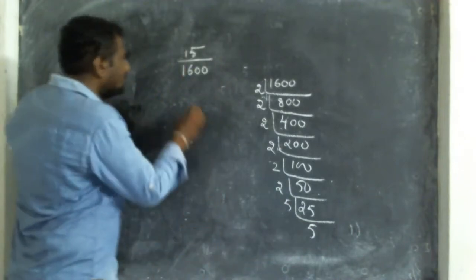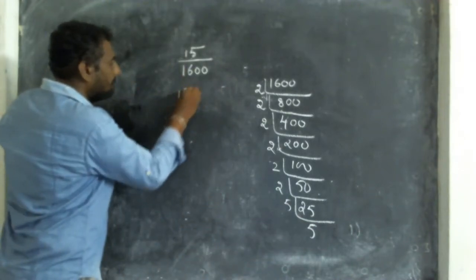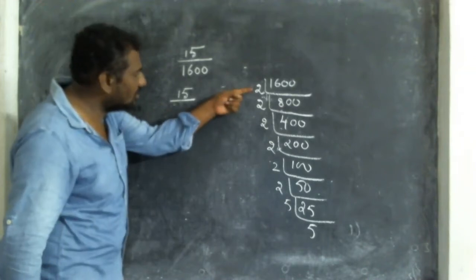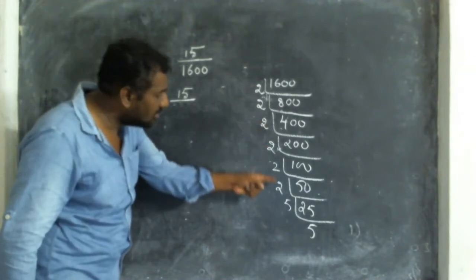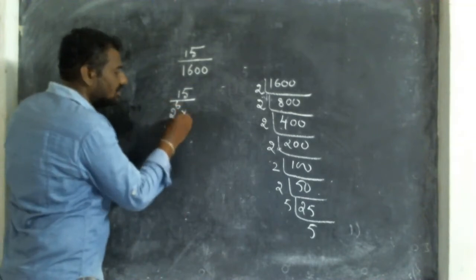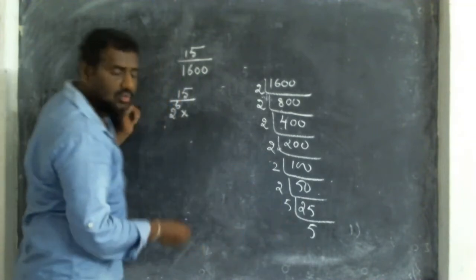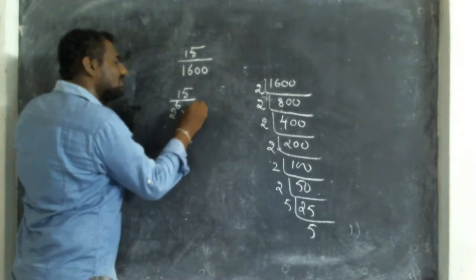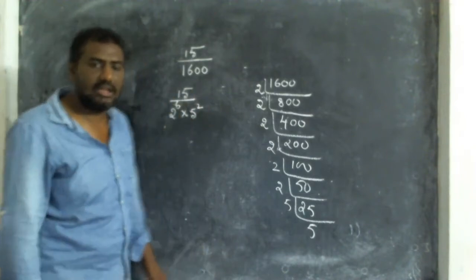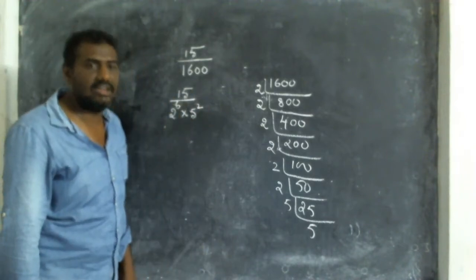Now we write 15 by 1600. Instead of 1600, 1 2 3 4 5 6 2s are there. I write 2 power 6 into how many 5s are there? 2 are there. I write 5 square. Now you say it is terminating or non-terminating. It is called terminating.